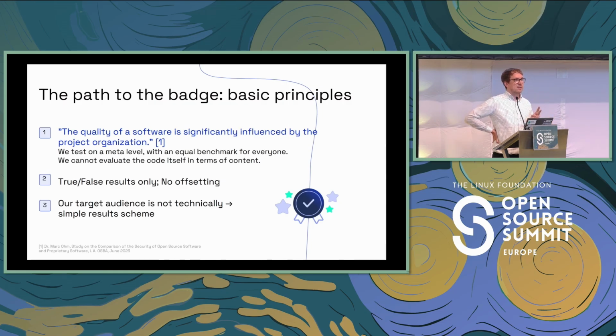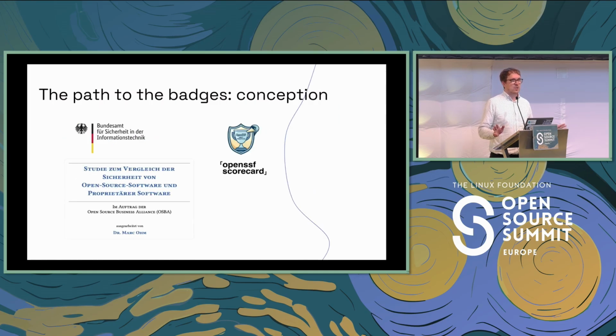The second basic principle is to have only true and false results. The reason for that is, if you do a lot of offsetting and thresholds that interfere with each other, it's much more difficult to deal with the results of those reports. We want to make it as simple as possible. So the criteria have a true and false meaning, and we collect them together and build up a report on that. And our target audience is, again, not technical in the first place, in the second place it is, but in the first place not. So you need to have a simple result scheme. For sure, there's a lot of conception around, and many of you might be familiar with this.